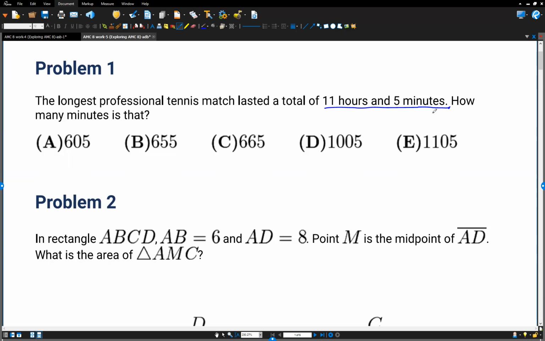Okay, how many minutes is that? Wow, 11 hours. How many minutes? 1 hour is 60, isn't it? 660, right? And plus another 5, excellent. So 665. Make sure it should be 665.